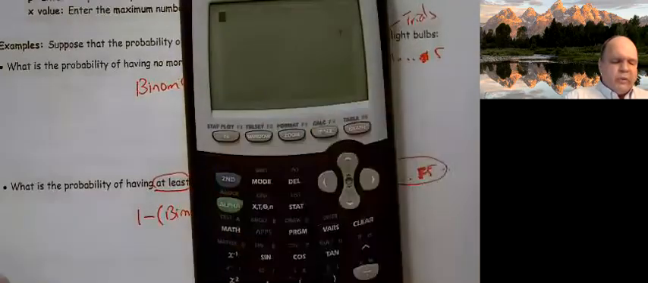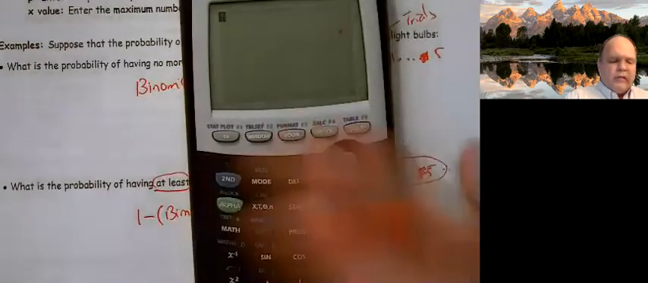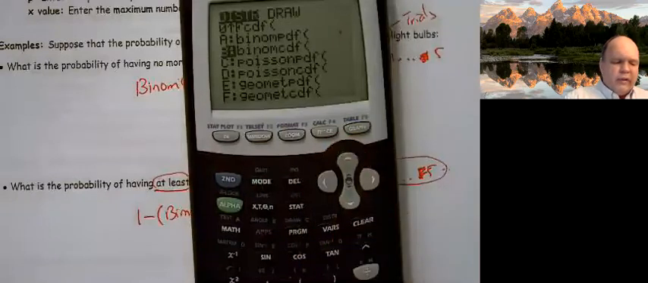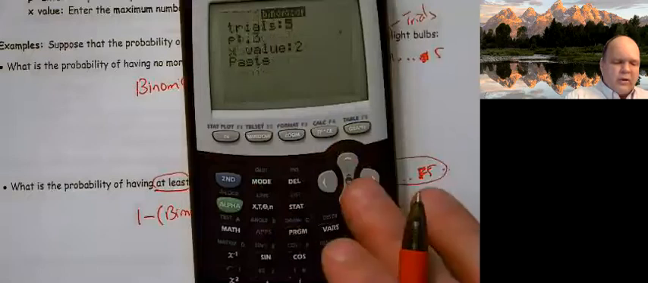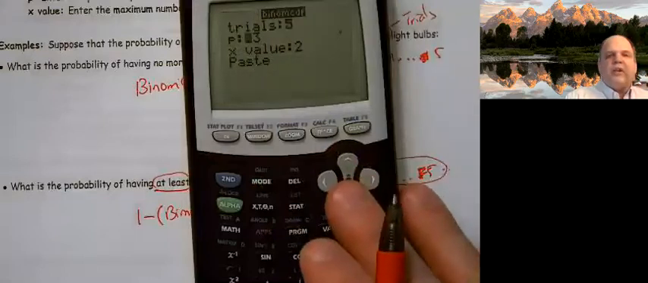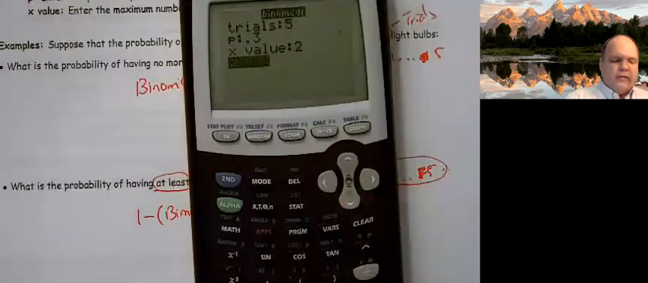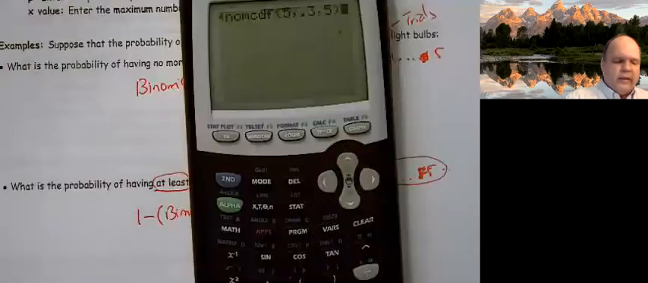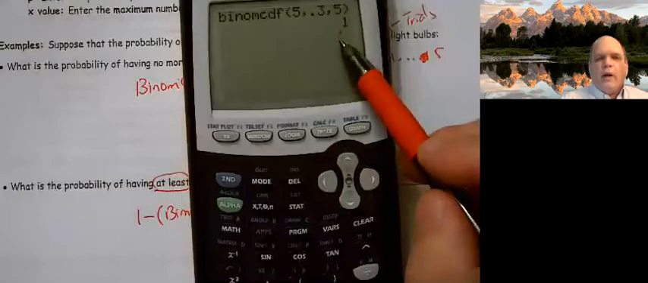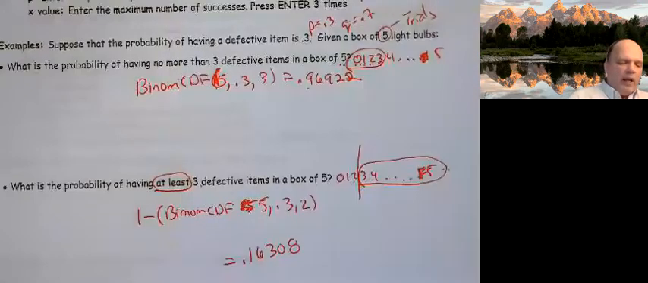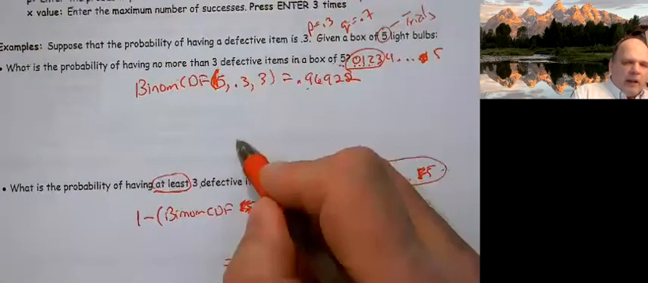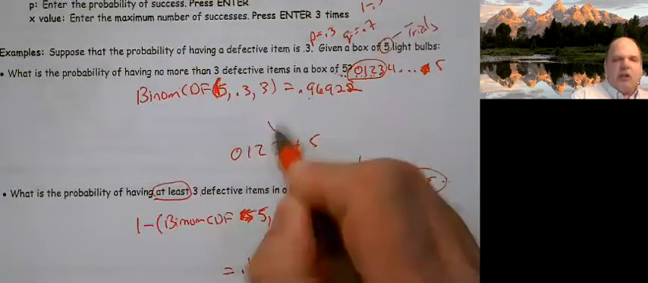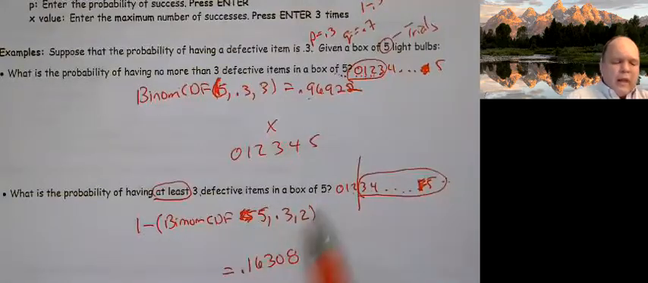Now I want to show you something. Let's just do something real quickly on the calculator. Second vars, binomial CDF. Trials is 5, probability is 0.3, but let's change that X value to 5. Instead of a 2, we want a 5. When I do that, I get 1. And you're going, why is that? Well, I could have had a 0, 1, 2, 3, 4, or 5. X could have been any of those values.